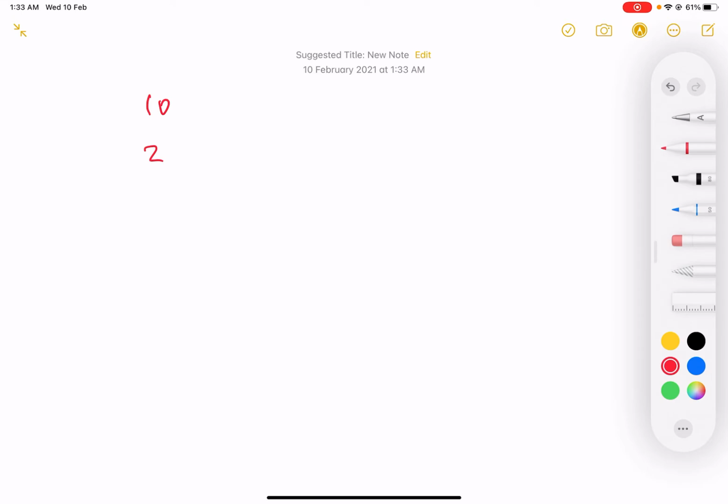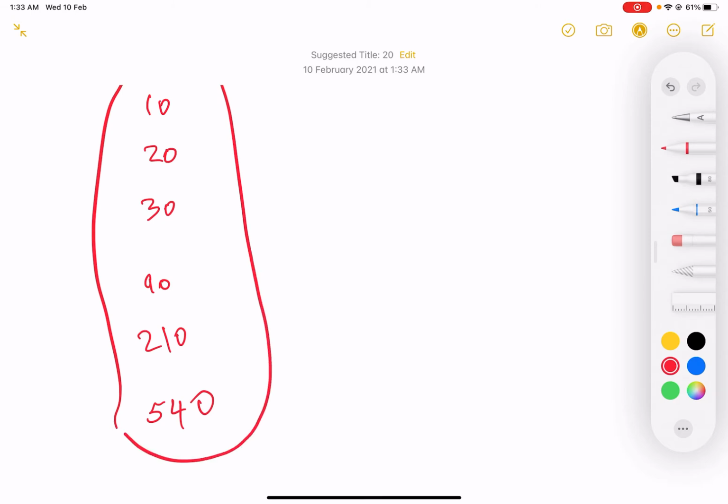10, 20, 30, for example, and 90, for example, 210, 540. We call these multiples of 10. Why? Because each has a 0. If I write for you 200, 300, 400, 8,500, these numbers have zeros, so they are multiples of 10.